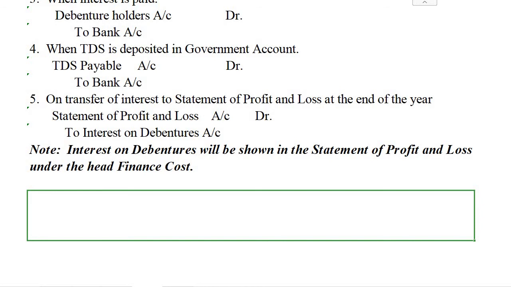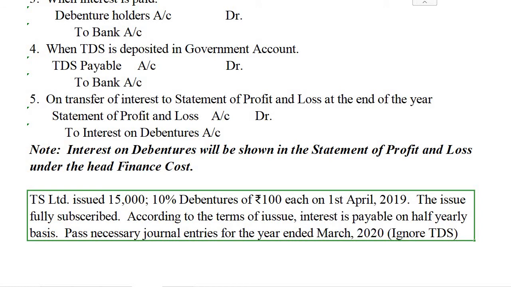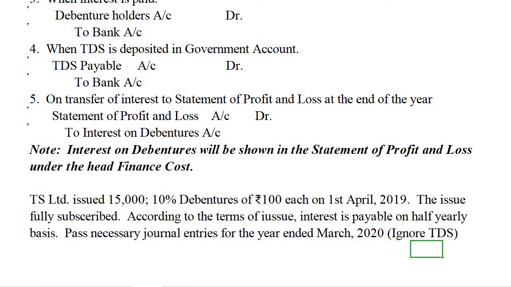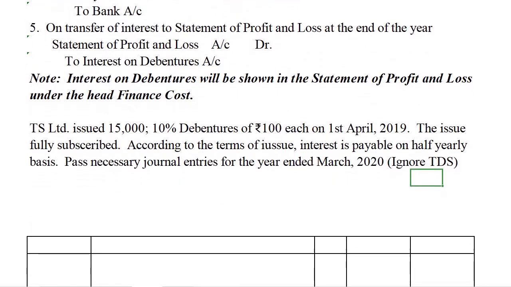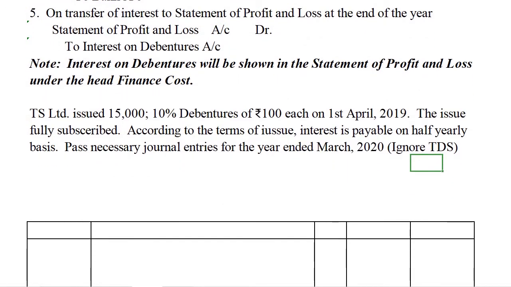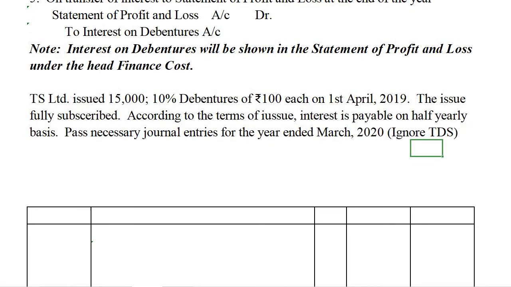Now let us solve a question. The speciality of this question is that here no TDS is given. Let us see the question. TS Limited issued 15,000 10% debentures of ₹100 each on 1st April 2019. See, interest rate is given 10% and debentures are 15,000 and face value is ₹100, and issued at face value itself. The issue was fully subscribed, and according to the terms of issue, interest is payable half yearly.